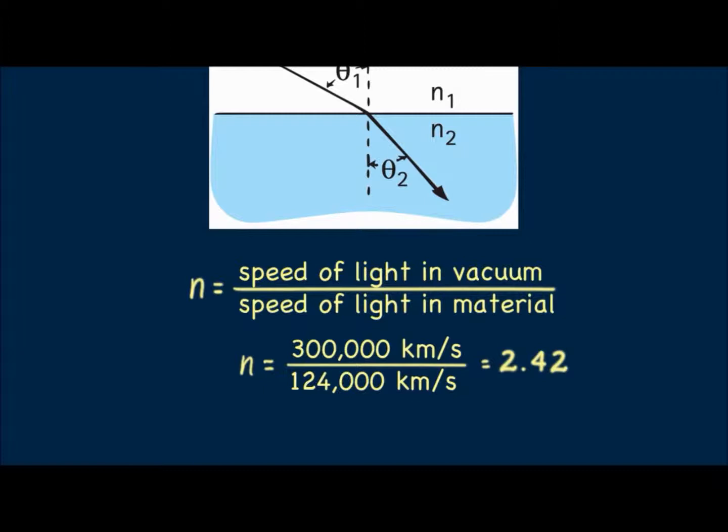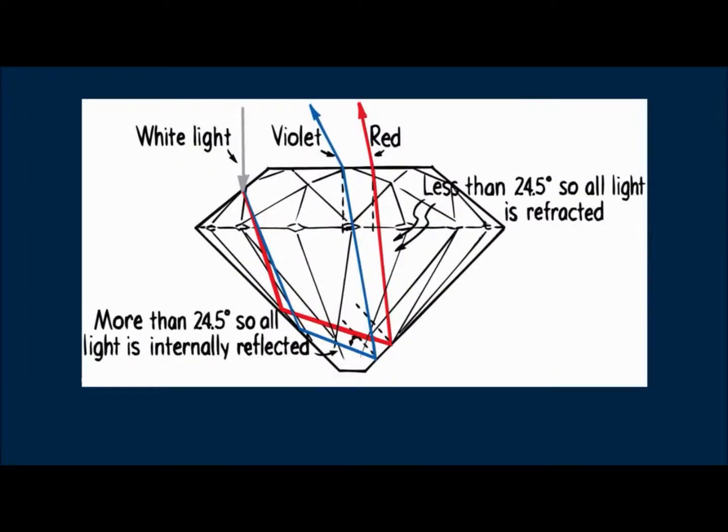In the same material, light of different frequencies has different speeds, different indices of refraction. Frequency plays a major role in a diamond. Here we see a sample ray of white light entering a diamond. Violet light is slowed more than red light, so refraction is greater for violet than for red.